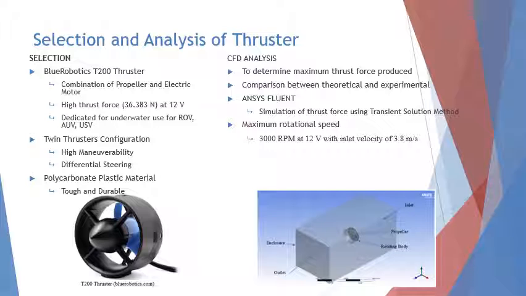Next, Blue Robotics T200 thruster is used, which has high thrust force. It also has high maneuverability at differential steering. The material of the thruster is polycarbonate plastic material. CFD analysis is done to determine the maximum thrust force produced by the thruster. It is compared between the theoretical and experimental. ANSYS Fluent is used to simulate the thrust force using transient solution method. The maximum rotation speed of the thruster is at 3000 rpm.